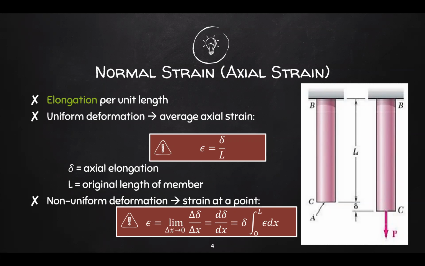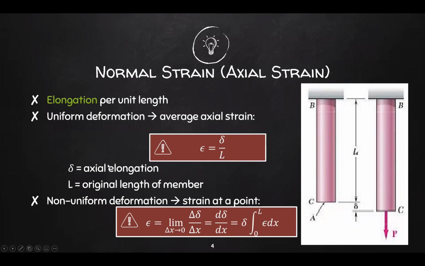So your elongation is along the direction of your force. So when you have uniform deformation, what you're solving for will be average axial strain. So axial strain is denoted by this symbol ε, epsilon, and it's just equal to deformation per length. So here, this is delta. So delta is your axial elongation or deformation, while L is the original length of your member. So again, strain is just deformation over original length.